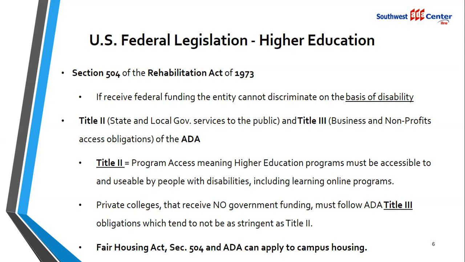Regarding private colleges, now we're talking about private colleges that receive no government funding. They must follow ADA Title III obligations, which tend to not be as stringent as Title II obligations. Keep in mind, if these private colleges do receive government funding of any kind, whether it's state funding, local government funding, or federal funding, then they must carry out that government's ADA requirements or Section 504 requirements.